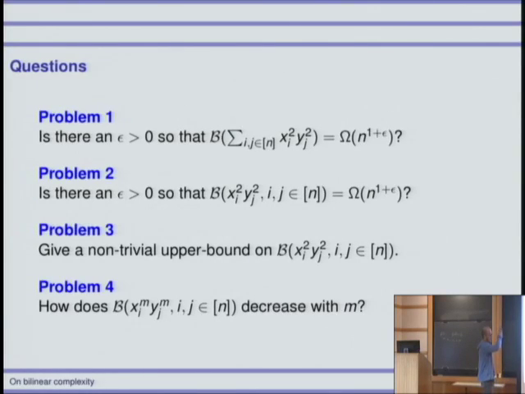So the complexity somehow decreases with m. It will eventually reach 2n minus 1, but it may reach it smoothly, moving from n squared to 2n minus 1, or it may happen that it drops sharply to 2n minus 1 already for m equal to 2, which I don't know whether this can happen or cannot happen.